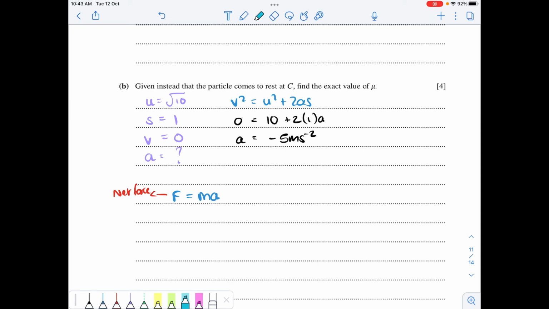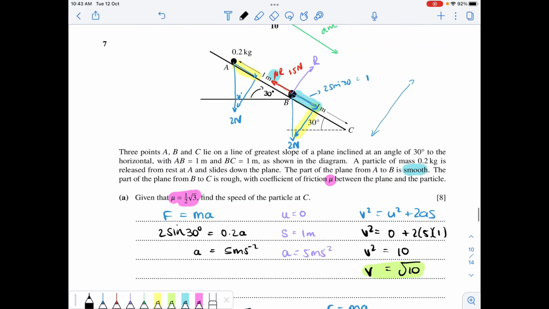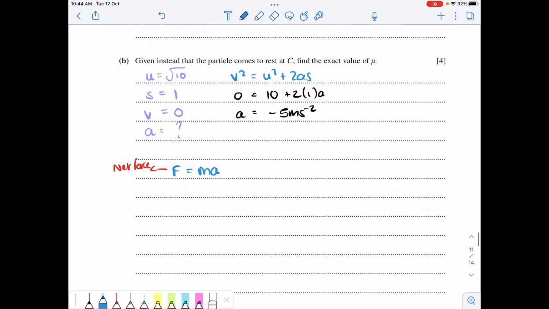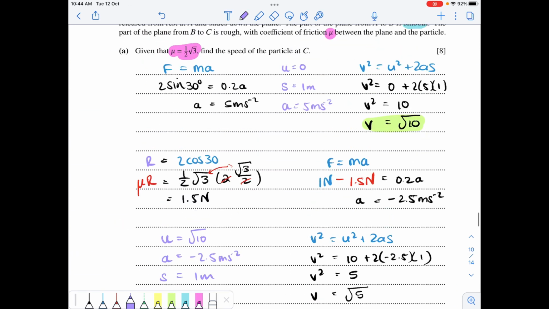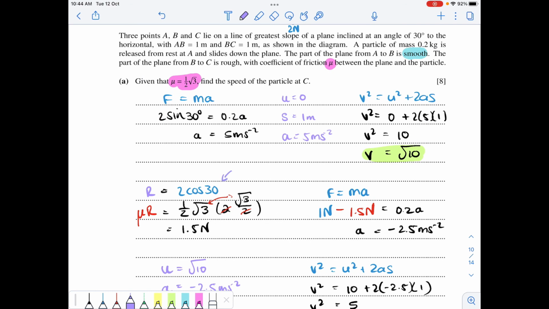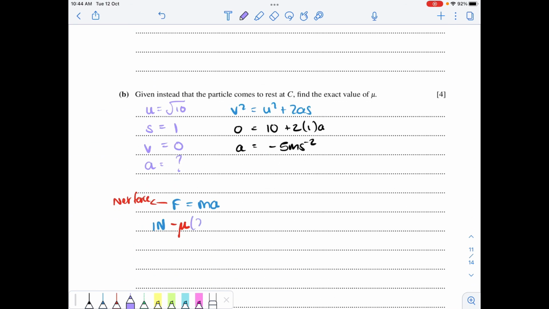So to calculate the net force, we need to take the forces acting down the hill, and the force acting down the hill is this 1 Newton here. That has remained unchanged. So we have 1 Newton acting down the hill. The force acting against motion is the friction force, which is going to be minus mu, and we need the normal contact force. This has remained unchanged, okay? We calculated it over here, 2 cos 30 degrees, and this must be equal to the object's mass, which is unchanged at 0.2, and we calculated the acceleration as minus 5.